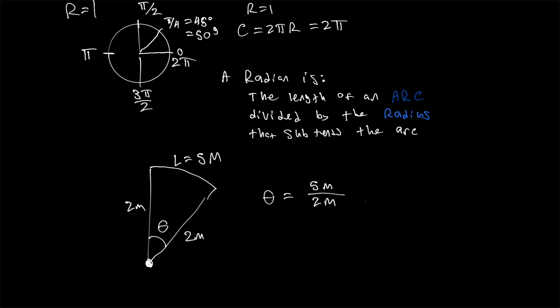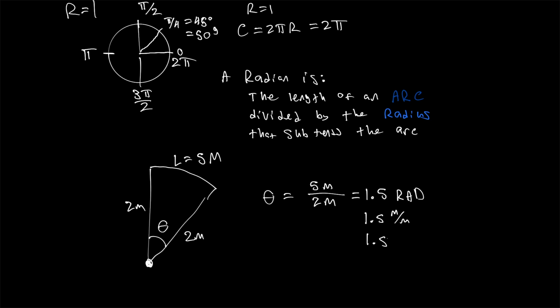The length of an arc divided by the radius that subtends the arc. 5 meters divided by 2 meters, which is equal to 1.5 radians. And it's written just like that, radians. However, in a mathematical sense, we actually don't need this unit here because this is meters per meter. We could also write this as 1.5 meters per meter, or just 1.5.